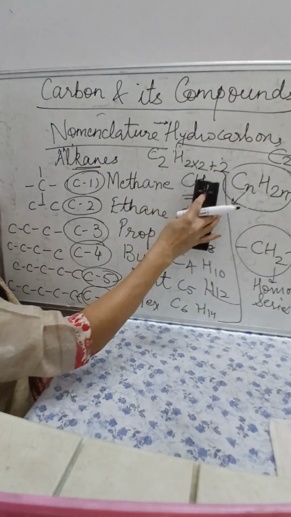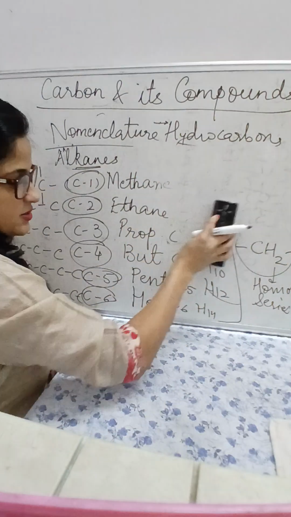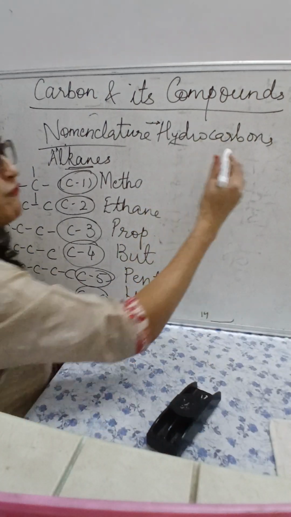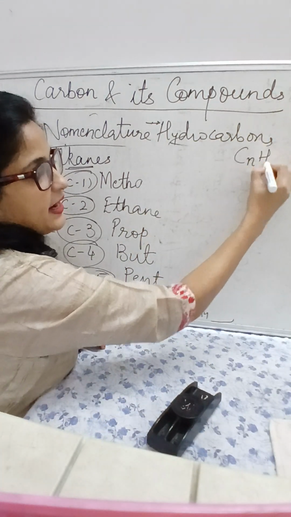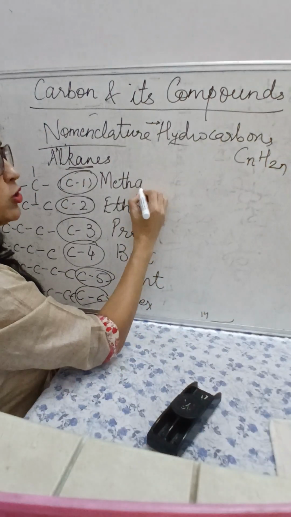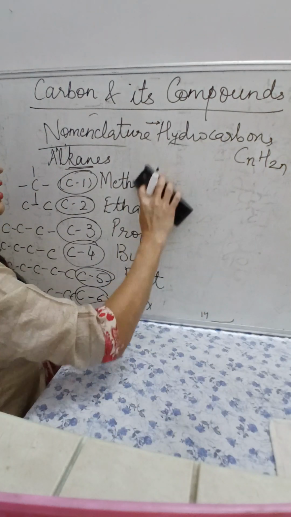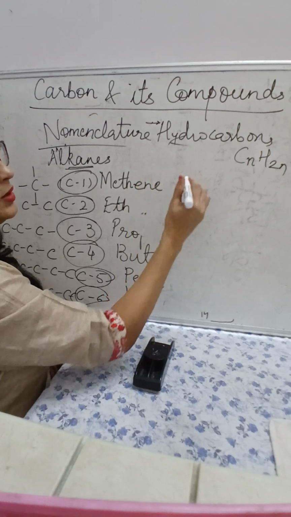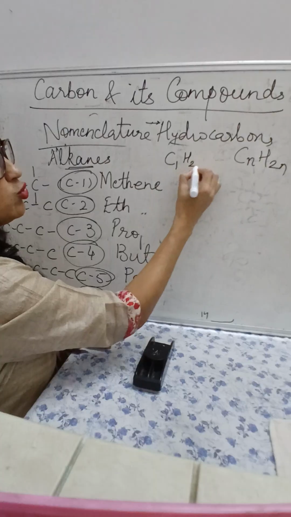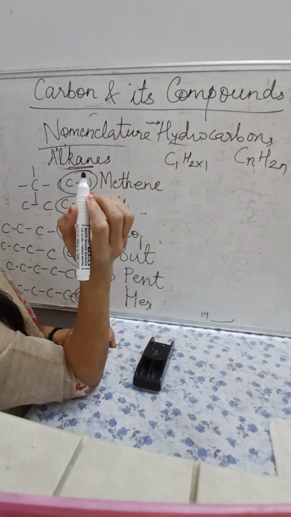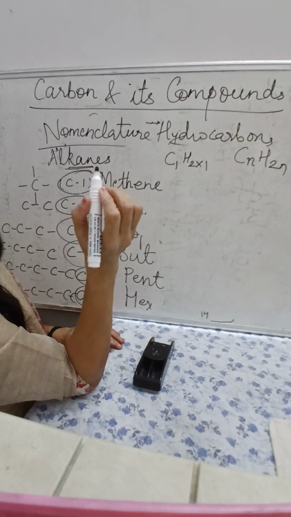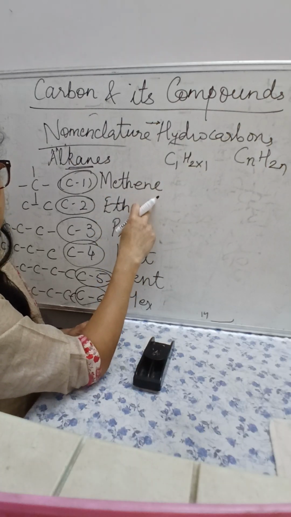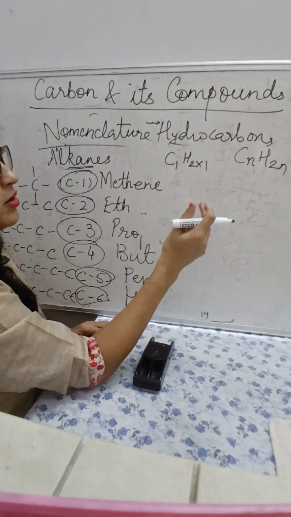Now, coming to the next, alkenes. When I have a double bond, their formula is CnH2n only. Suppose I have only one carbon atom, C1, H 2 multiplied by 1. So what am I going to do? Tell me. Methane, right?